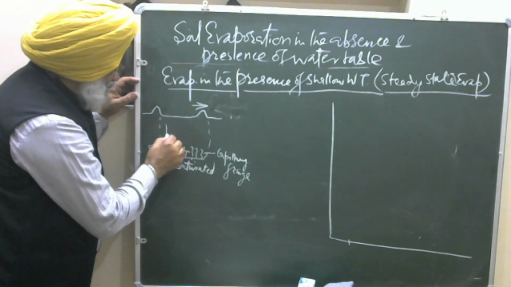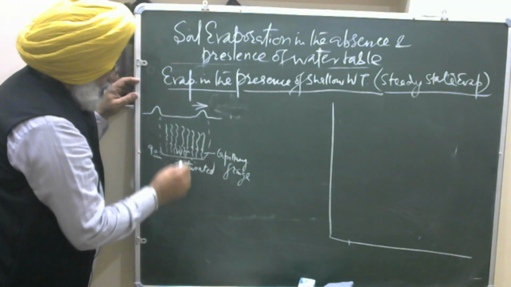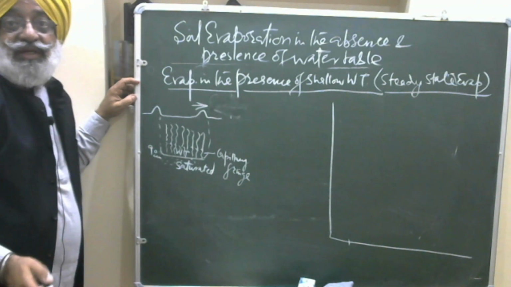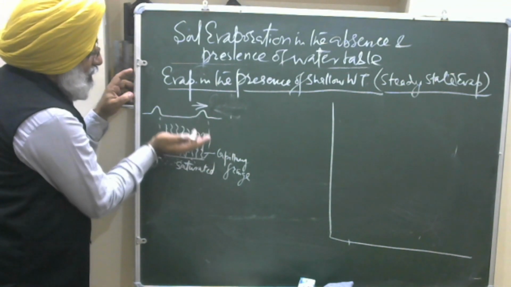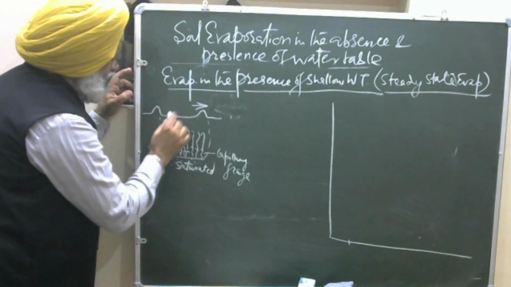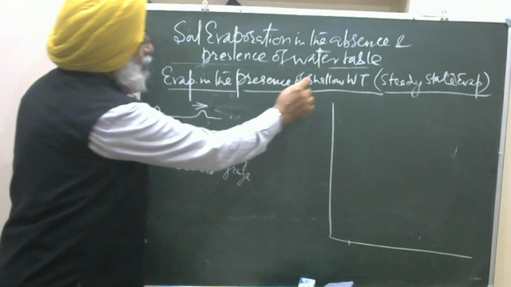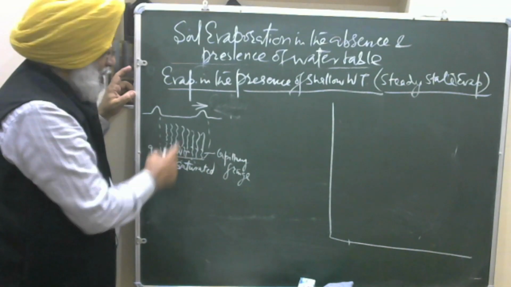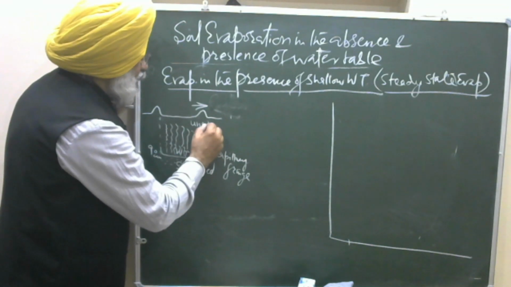Now this capillary fringe may be up to the soil surface, depending upon the texture and the water table. If the shallow water table is a bit lower, then maybe this capillary fringe may not reach the surface. If it is at 90 centimeter, then it may be even up to the surface. So in a nutshell, what I mean to say is that in the presence of a shallow water table, the water has to move through a saturated zone, then the capillary fringe, and then the unsaturated zone.